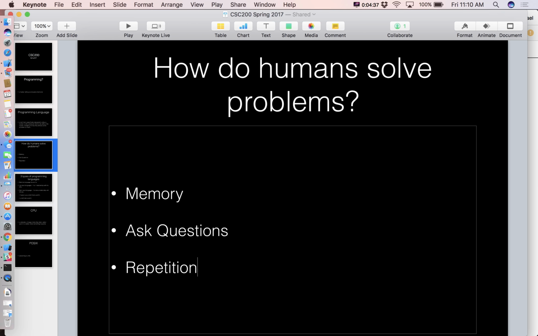All right, so I like to think human beings solve problems in these three broad strokes. We use our memory, we ask a lot of questions, and we have repetition. Now, something I said the first day of class, or maybe it was last class, since the first day we mostly went over the syllabus, was that all programming languages are the same. I said something along those lines, right?